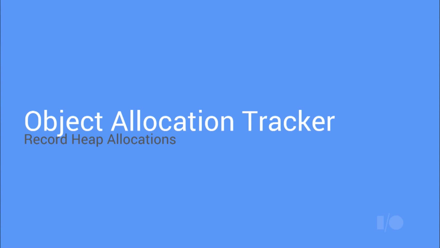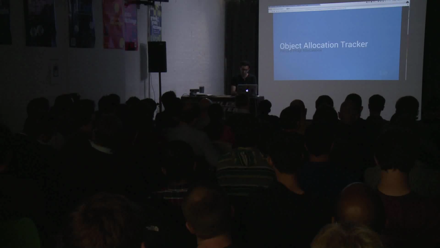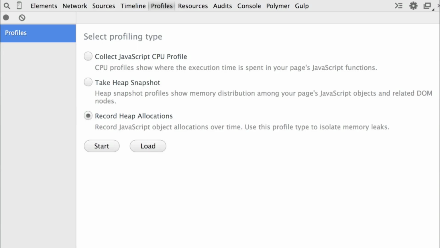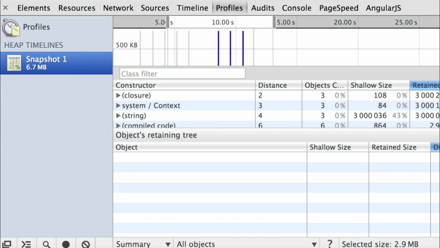The basic idea with the object allocation tracker is that we give you a way to avoid having to repetitively take snapshots yourself to find out if you have a leak. The allocation snapshots can be recorded from the record heap allocation section of profiles. It combines the detailed snapshot information that you see in the heap profiler with the incremental updating and real-time view that you get inside the timeline panel. It's really useful, and I definitely recommend you check that out.